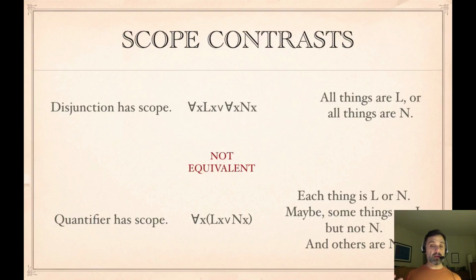So it could be that everything is L, and then the bottom sentence would be true. And it could also be that everything is N, in which case the bottom sentence is true. But here's another possibility. Half of the population is L but not N, and the other half of the population is N but not L. So apparently novelists are really popular, everybody loves novelists, but everybody else is disliked.